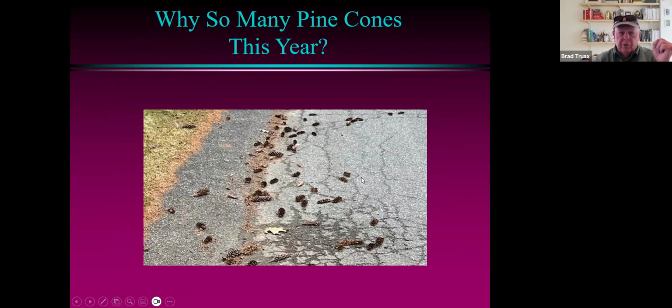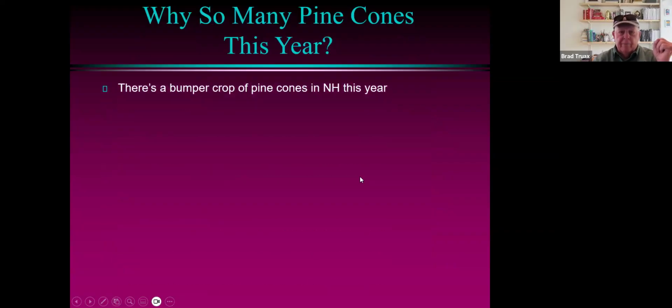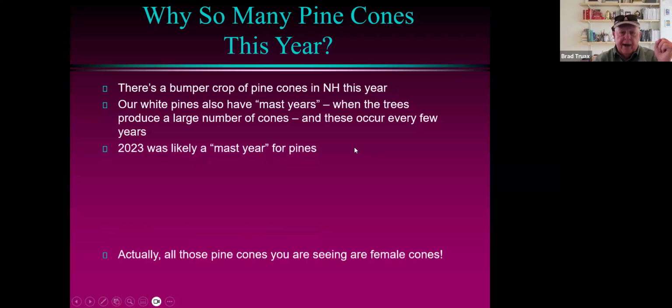And we're often asked, this year has been incredible. There are pine cones all over the place. Look at all these pine cones on this driveway. It's been a bumper crop of pine cones in New Hampshire this year. And our white pines also have what are mast years, again, years in which the trees are producing a large number of cones. And these occur every few years. 2023 was likely a mast year for the pines.